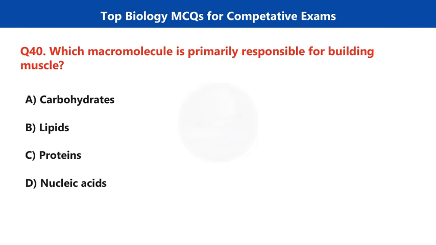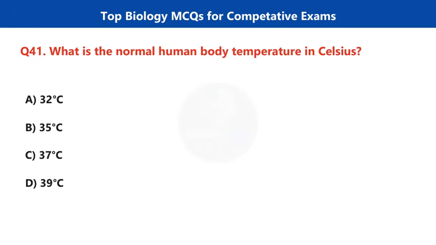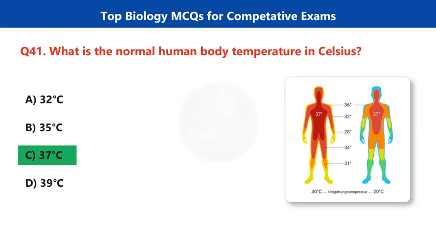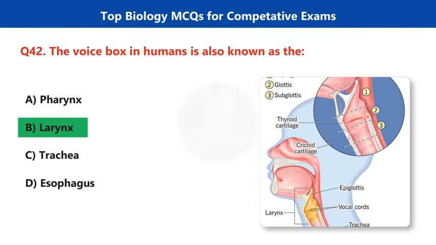Which macromolecule is primarily responsible for building muscle? Correct answer, proteins. What is the normal human body temperature in Celsius? Correct answer, 37 degrees Celsius. The voice box in humans is also known as the? Correct answer, larynx.